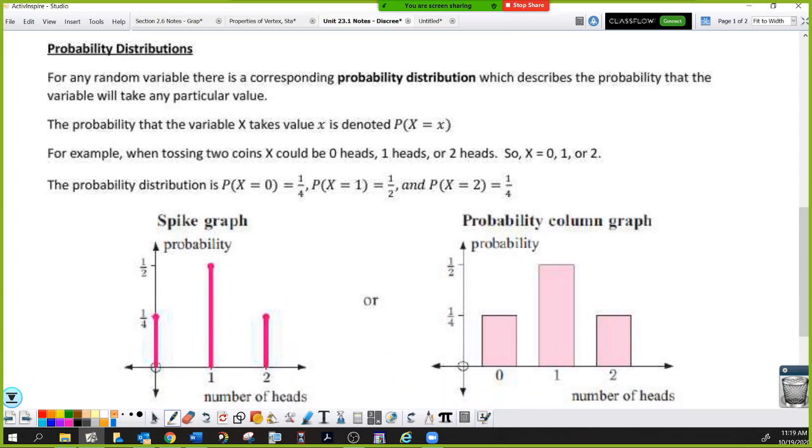Probability distributions. Sorry, I'm scratching my nose. For any random variable, there is a corresponding probability distribution. It describes the probability that the variable will take on particular values. So let's just say a die, a standard die, 6 sides, right?